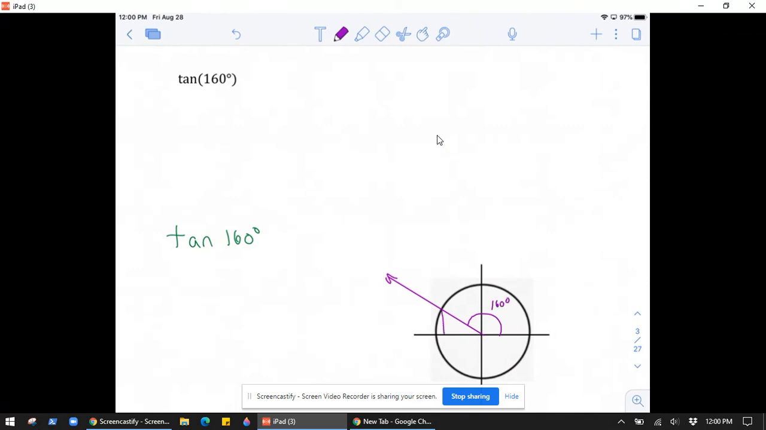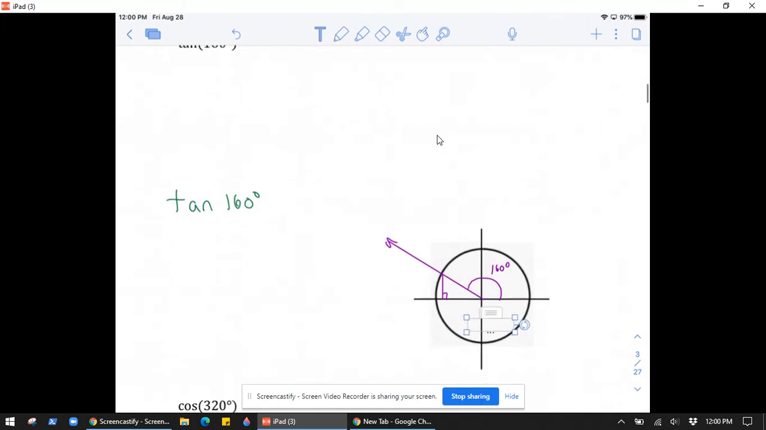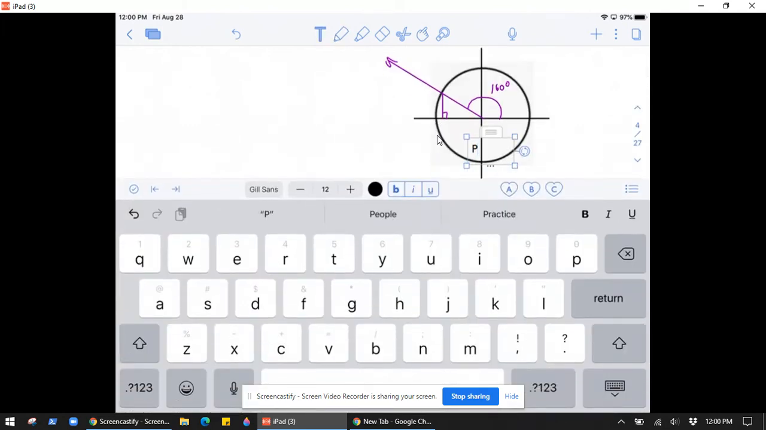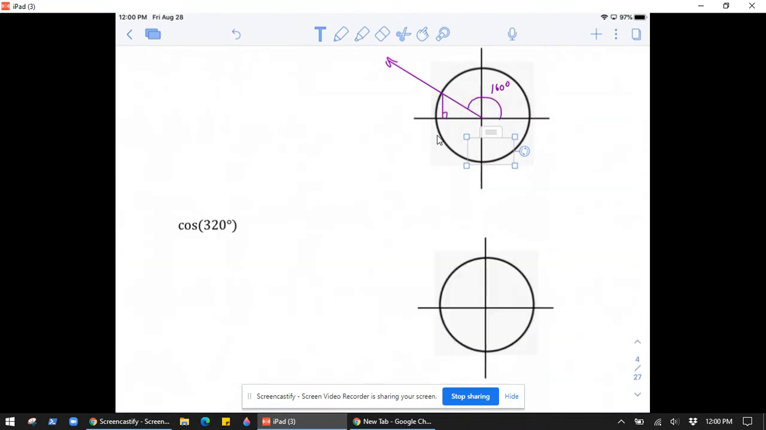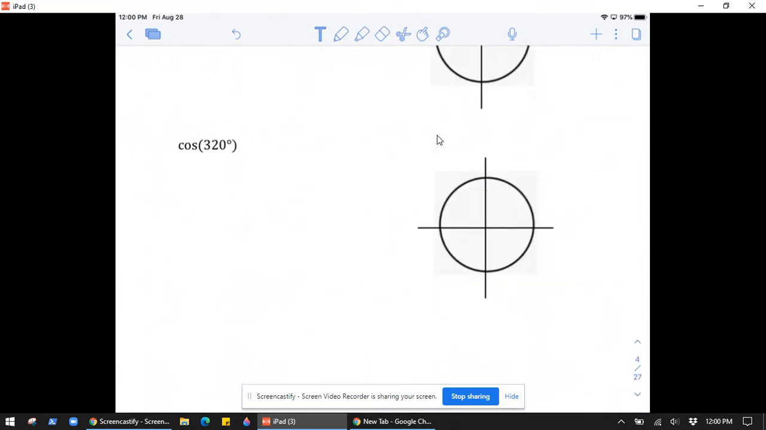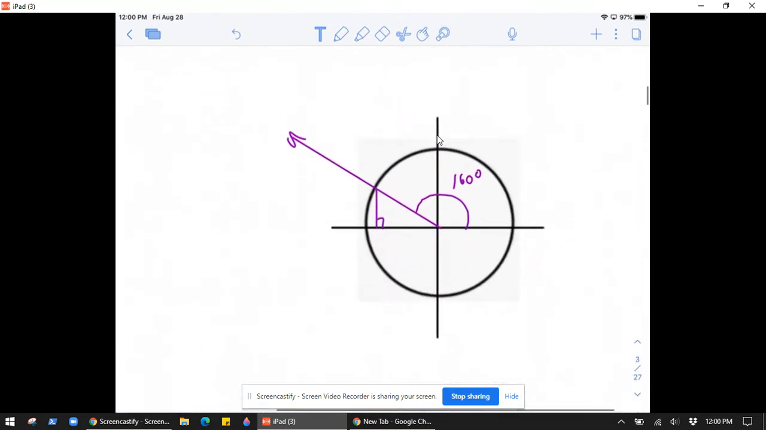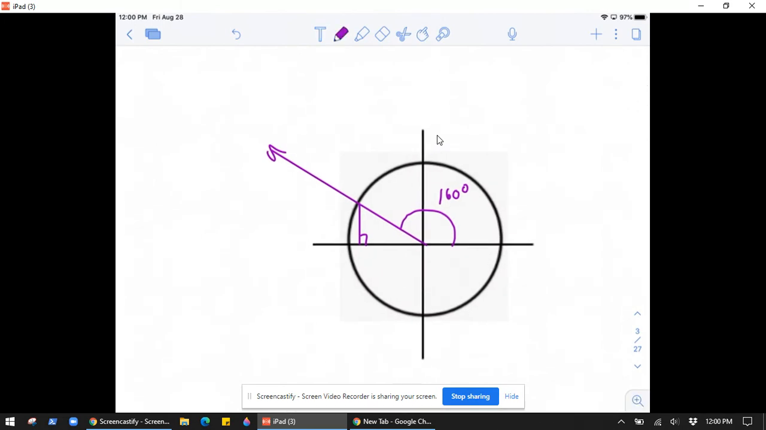And I'm going to draw that. Let me zoom in here. So this is 20 degrees. Now, I want you to extend this line here. I want you to think of that line as going all the way through.